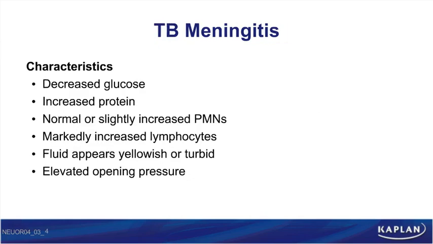Tuberculosis, particularly cases of miliary tuberculosis, can infect the central nervous system. In such cases, CSF analysis will reveal low glucose and, unlike in the other kinds of bacterial meningitis, there will be normal polymorphonuclear neutrophils, but markedly increased lymphocytes. The CSF will be turbid, and the opening pressure will be markedly elevated.